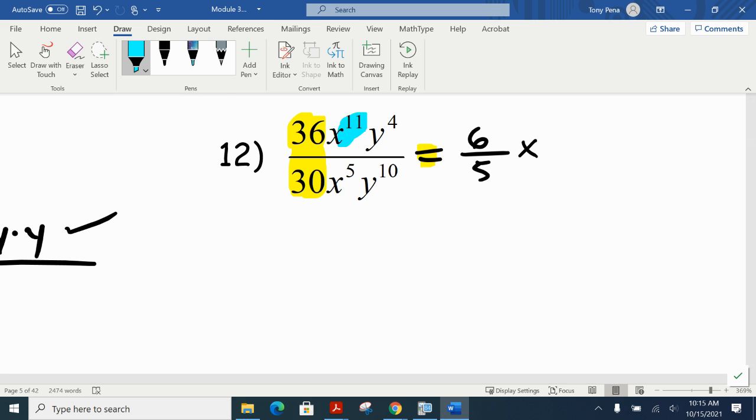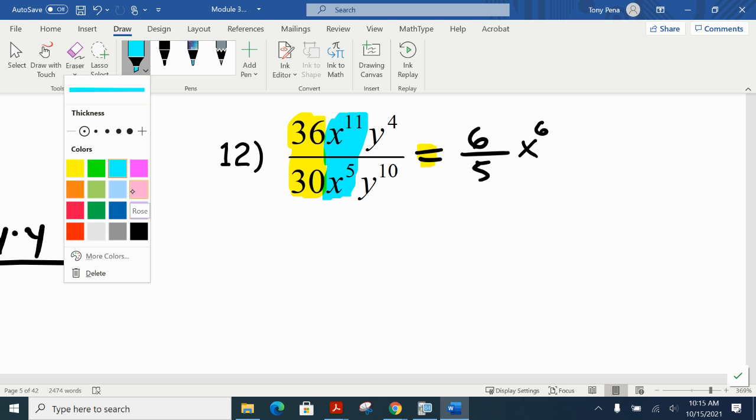So when we look at these guys, what do we do with our exponents when we divide like terms? Sure. Fabian, help him out there. What is it? Subtract them. So we would do 11 minus a 5, which is a positive 6. So we get x to the 6. It's always the numerator minus your denominator.